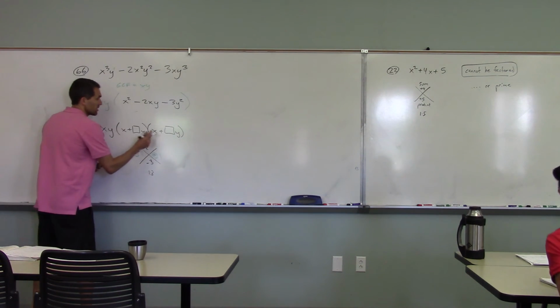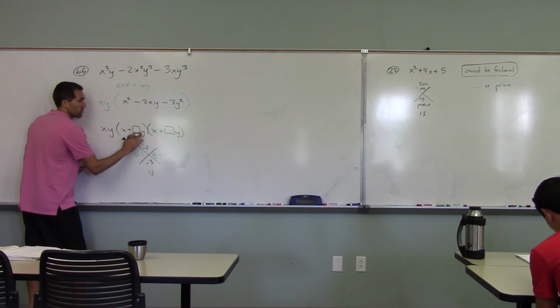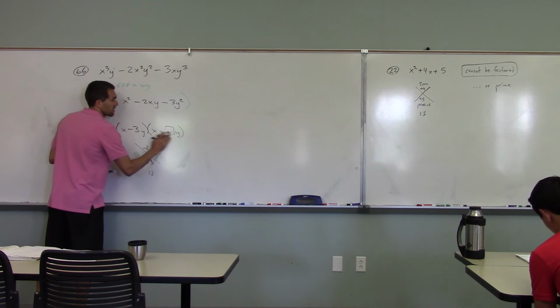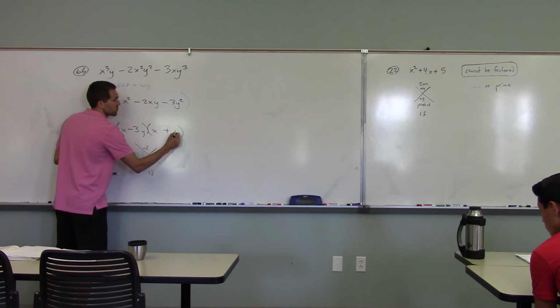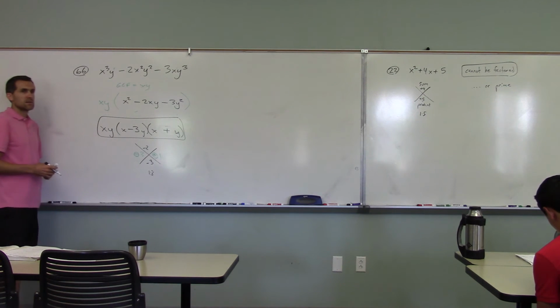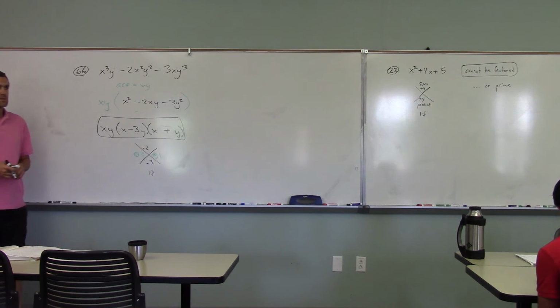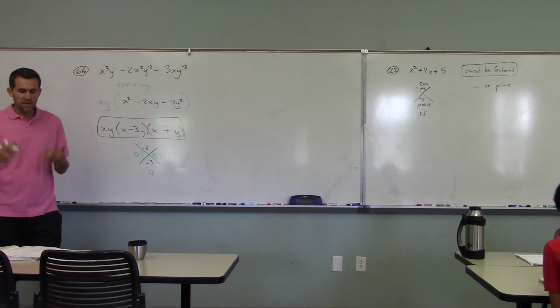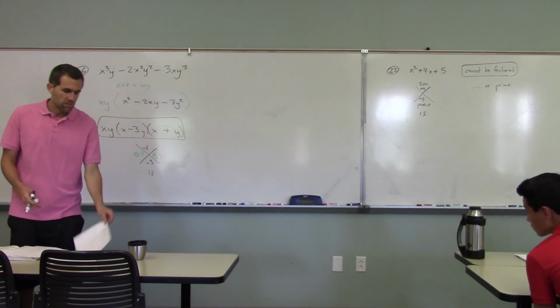So my answer is just going up here to my general format and plugging in -3, and up here plugging in +1, and there we go, that's our answer. Okay. So take out that GCF and then factor it with this one super crucial method.